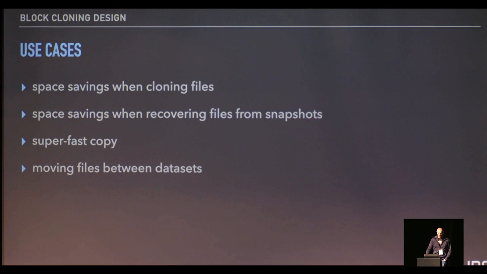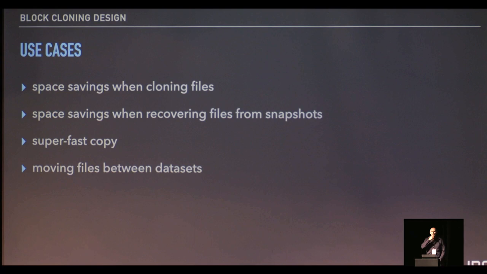Another one is how you recover files from snapshots. Let's say you took a snapshot, you removed a file by accident, and you want to recover the file. Currently you have to just copy the file from the snapshot into your dataset, so you will actually duplicate the storage you need for this file. With block cloning, you could easily just clone the file from the snapshot into your dataset, so you don't pay this extra cost of additional storage. Also, cloning is extremely fast because we don't read any data, we don't write any data, we just need the block pointers, so it's super fast. And it can also be used for moving files between datasets.